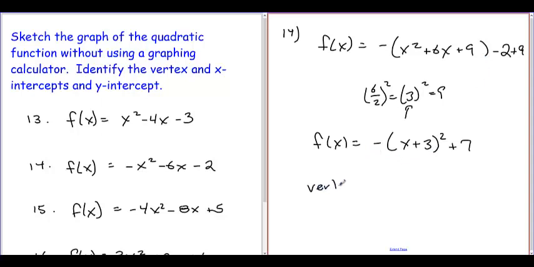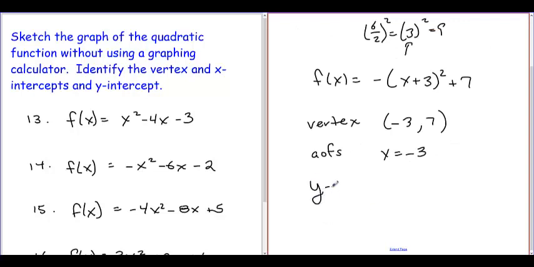So the vertex is the coordinate negative 3, comma 7 from here. Axis of symmetry, that would be x equals negative 3. The y-intercept, if you come over here, you can see that if we set x equal to 0, you'll get y equals negative 2. So f of 0 is negative 2. Therefore, the y-intercept is 0, comma negative 2.